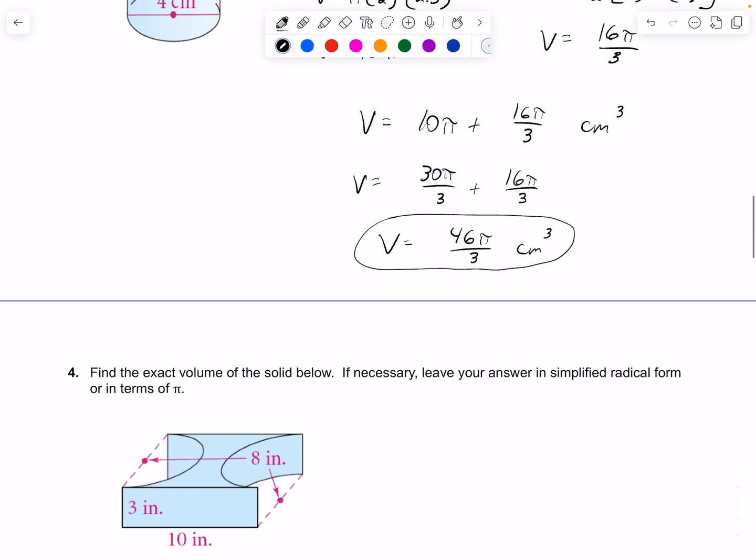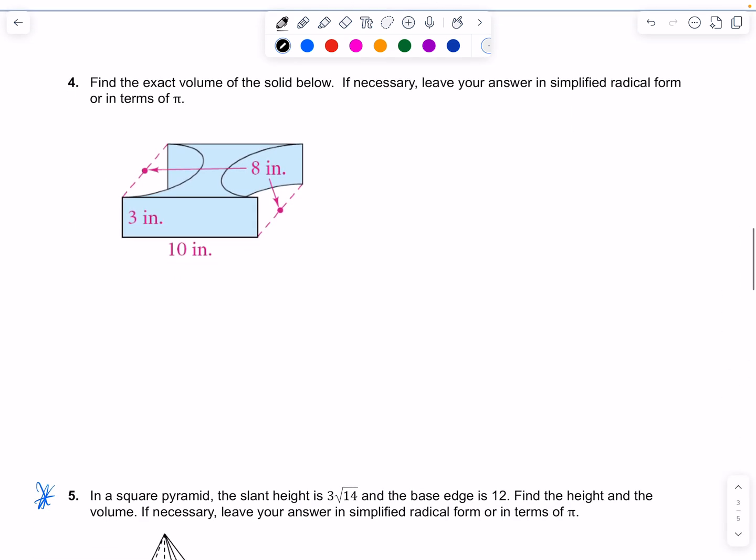Okay, let's go to number 4. I chose this one because you can see that we have some chunks taken out of what would be a more straightforward problem with a prism. So what I'm going to first do in this one is find the volume as if those chunks were not taken out, so find the volume of the prism. And then you can notice that if I put each of those chunks together, that would be a cylinder. So once I find that volume, I can subtract it out from the volume of my prism, which would give me the volume of the solid below.